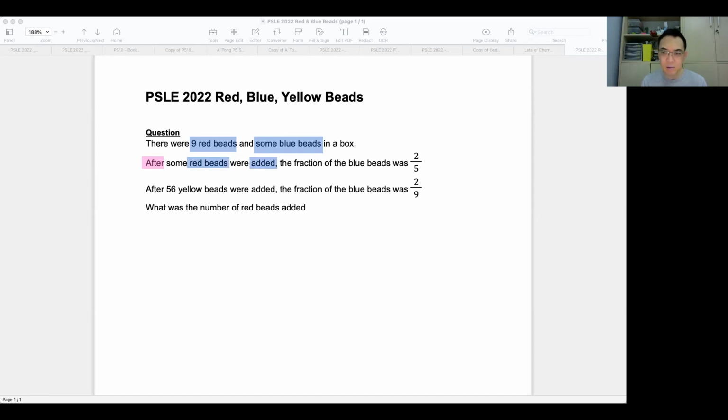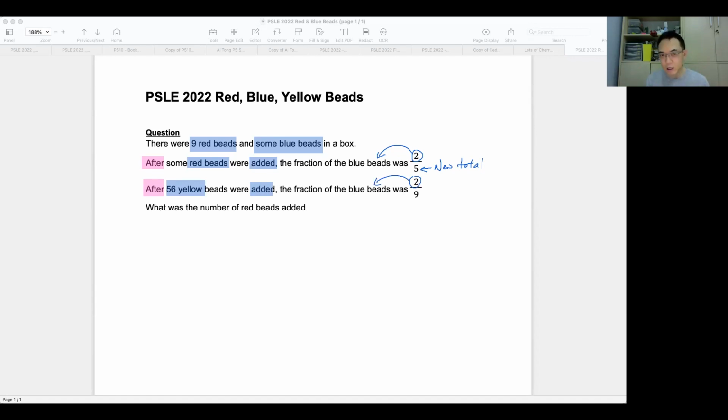So what does that mean? It means that 2 is the blue and 5 is the new total. Okay, this new total is after they added the red beads. Then it says after again, so there's another step. And it says that 56 yellow beads were added this time, and the fraction of the blue beads was 2/9. So now 2 is the blue beads.